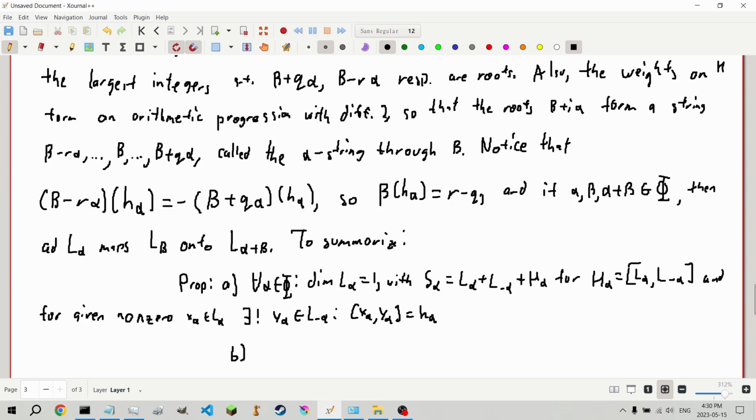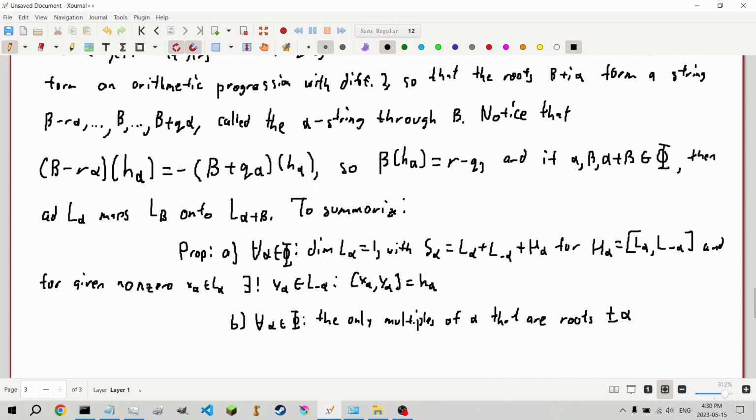Part B. For all alpha being a root, the only multiples of alpha that are roots are our positive and negative alpha. C.